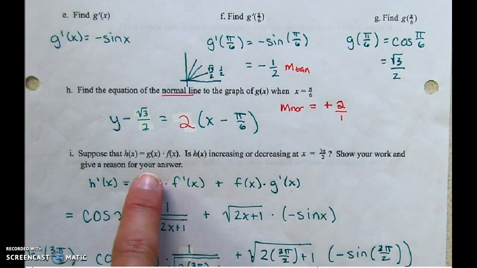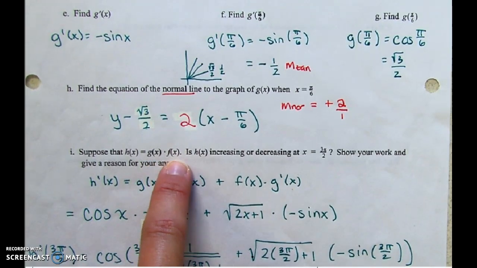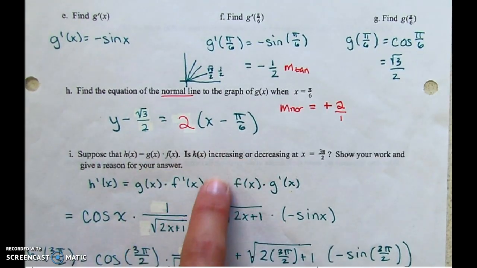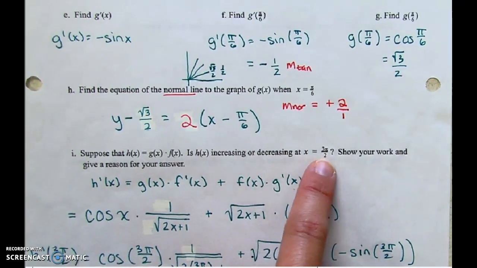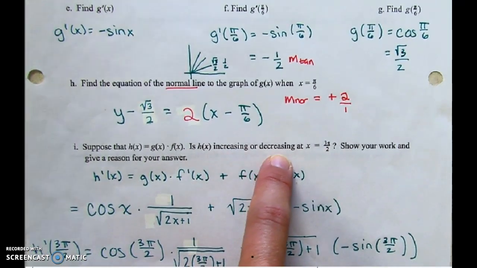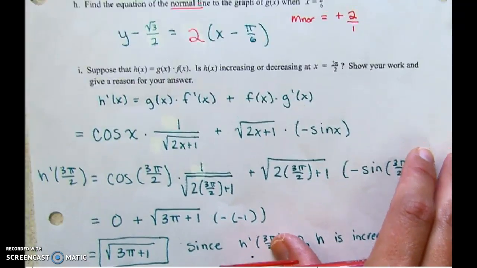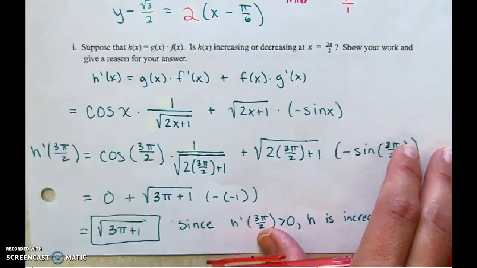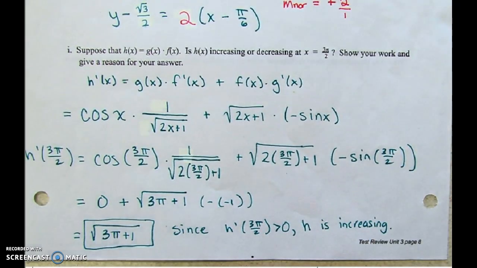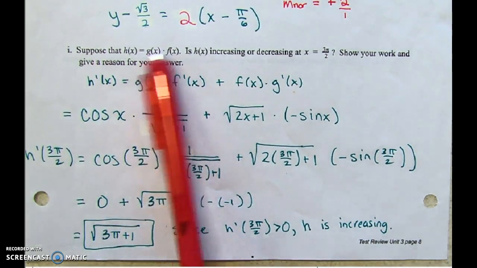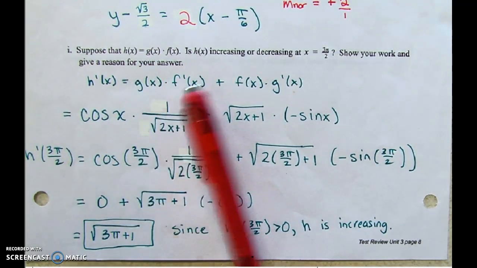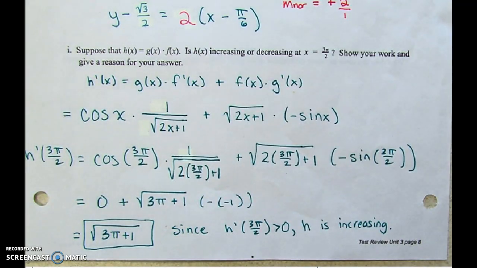What does part I say? Suppose that h equals g times f. You should just get used to this, okay? Is h increasing or decreasing at this value? Increasing or decreasing means is the derivative positive or negative? So what do we need to do? Product rule. fg prime plus gf prime. But it's backwards. I think since it's a sum, it would be the same, right? But I just did it following the rules.